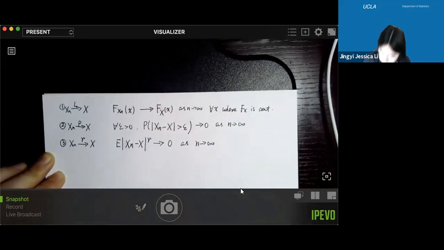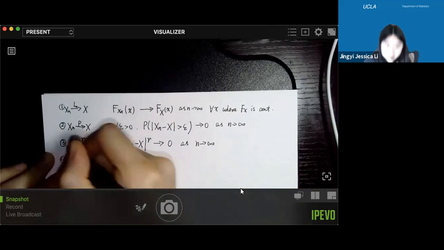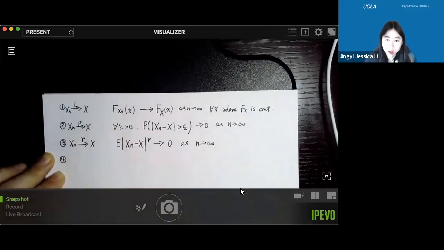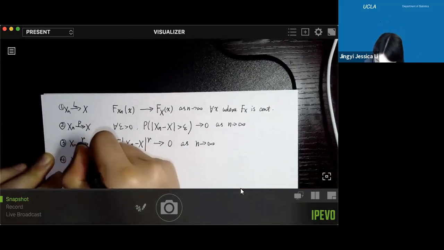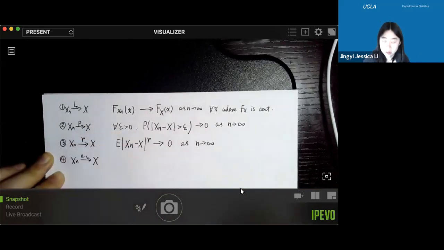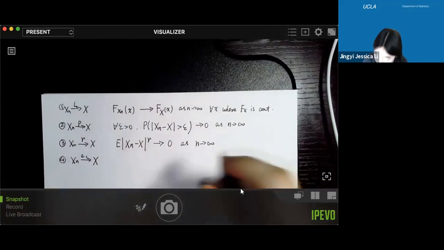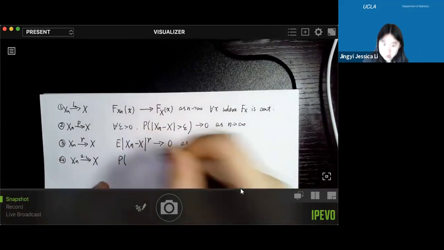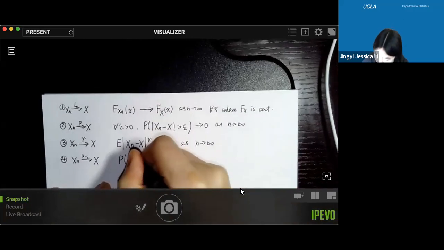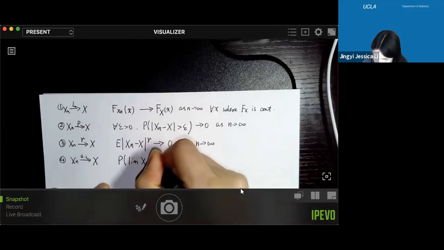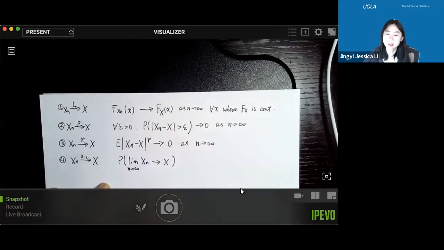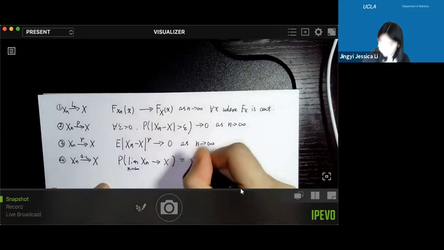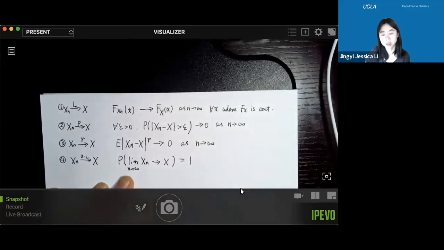And the fourth mode is what we call convergence almost surely, the strongest type of convergence. And what this requires is that the probability that my Xn converges to X holds with probability 1. So that's why this is also called convergence with probability 1.